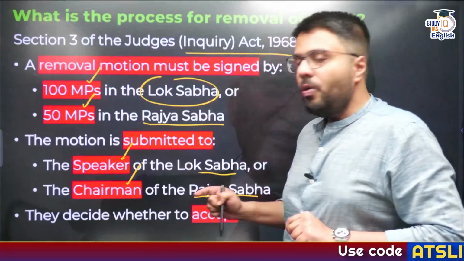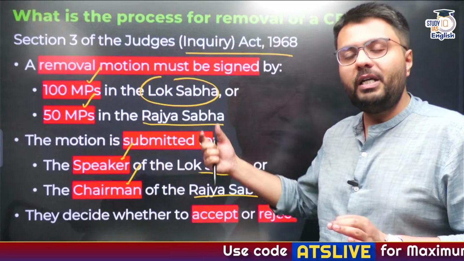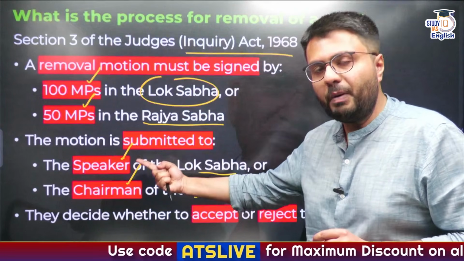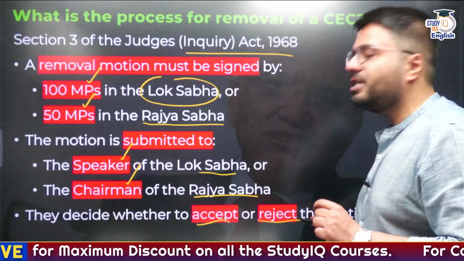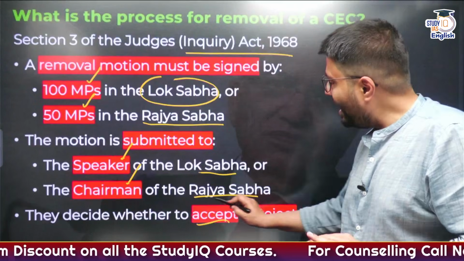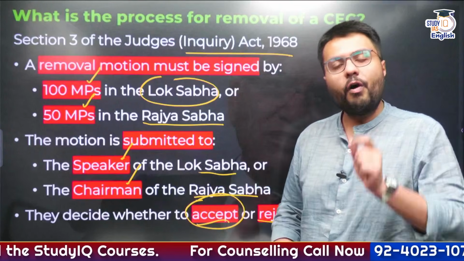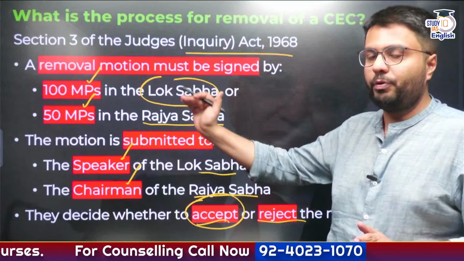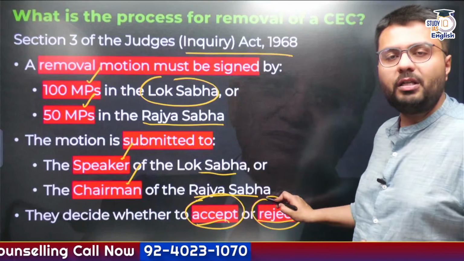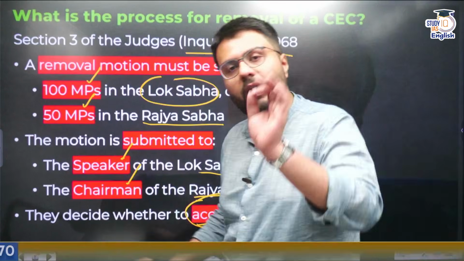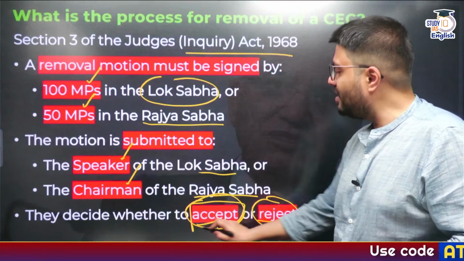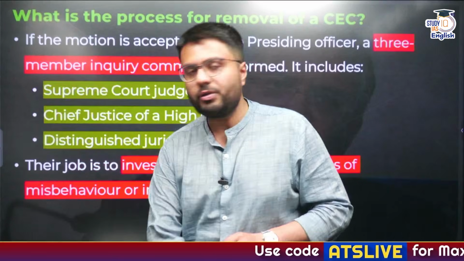Okay. Now, it is up to the discretion of the presiding officer of the House, that is the Speaker of Lok Sabha or the Chairperson of Rajya Sabha, to accept or to reject this motion. Suppose they accept this motion of removal, then it has to go through a separate procedure. If it is rejected by the presiding officer of the House, the motion stands defeated. So let us understand what happens if it is accepted by the presiding officer of the House.